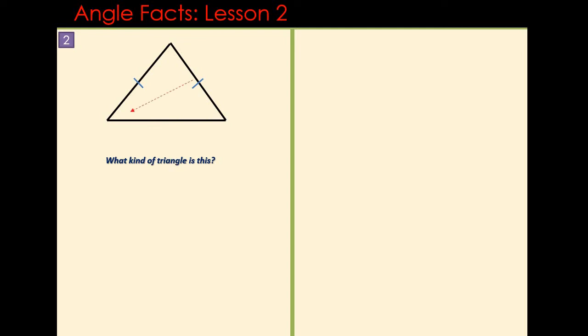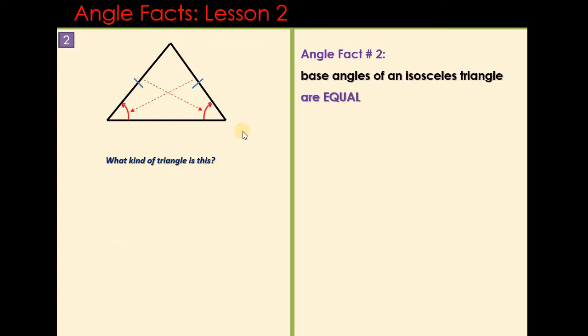When two sides are equal, the angles that face those two sides will also be equal. We refer to those two angles as the base angles of the isosceles triangle. So this angle is facing this side, or is opposite to this side, and this angle here is opposite to this side. So angle fact number two, base angles of an isosceles triangle are equal.